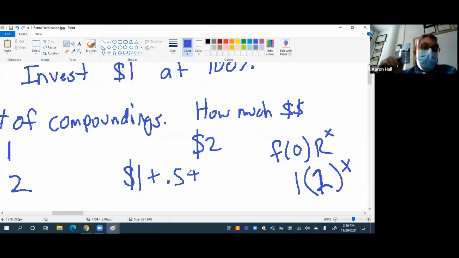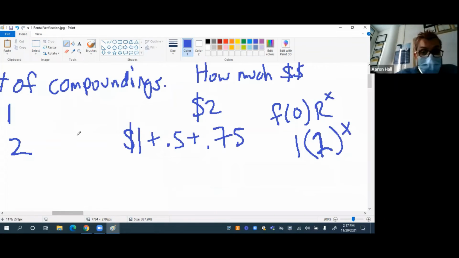At the end of the year, how much interest do you get? 0.75. Yes, you're getting the interest on the dollar, plus you're getting interest on the 50 cents. So together, if we compound twice a year, how much money do we get? Yep, we get $2.25.